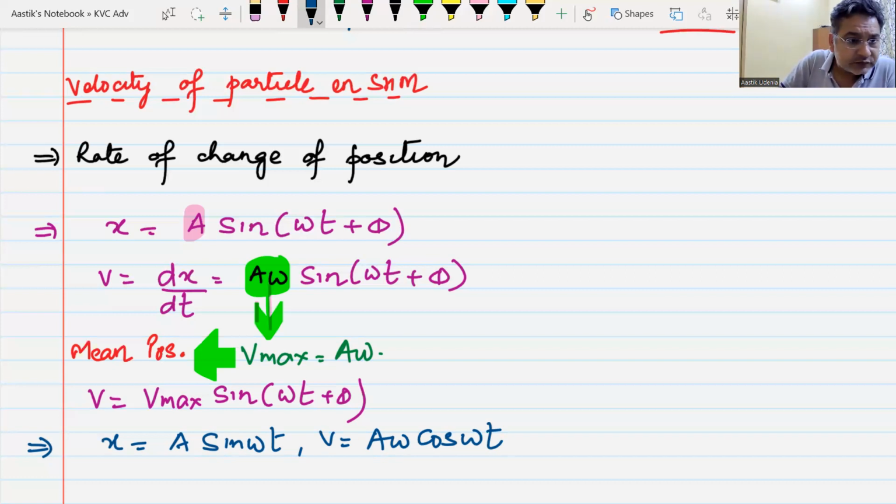Sir, I think in velocity equals dx by dt, you have written sine, that may be cos. Oh, yes, yes, yes. Sorry. I have written sine, it would be cos.